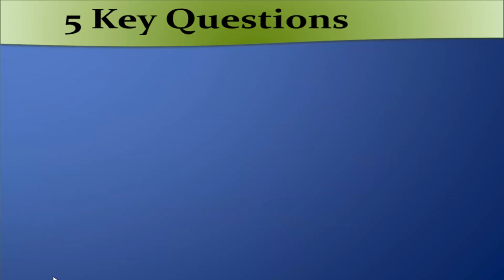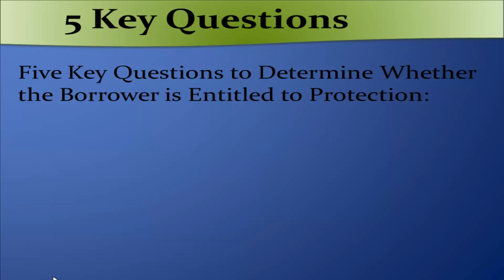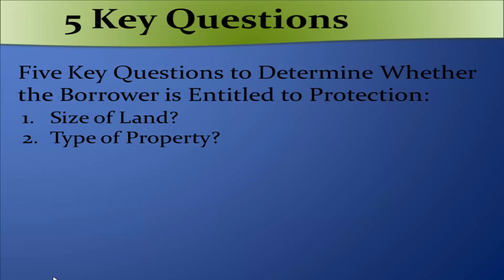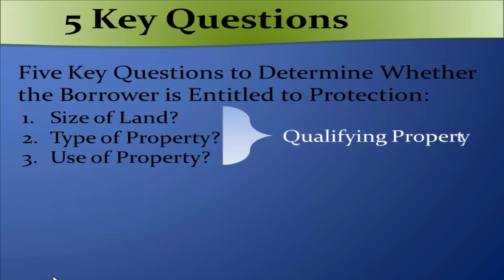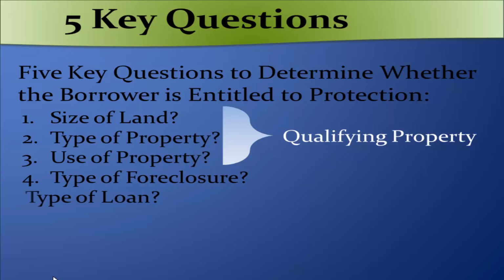So there are 5 key questions in analyzing whether the anti-deficiency statutes in Arizona apply. First, what is the size of the land? Second, what's the type of the property? Third, what's the use of the property? Those 3 things determine whether the property is qualifying property under both of Arizona's anti-deficiency statutes. Fourth, what's the type of foreclosure? And fifth, what's the type of the loan? Now let's discuss those in more detail.